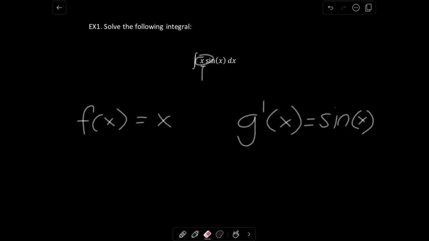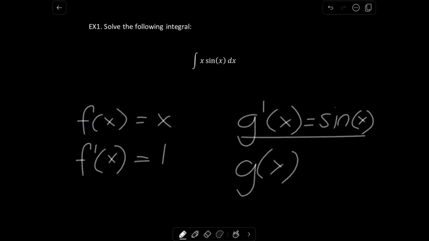Okay, the next thing that we need to do by parts is we are going to look at this f function and we are going to differentiate it. So you'll get f prime x, differentiate x, that's going to be 1. Next, we need to get g of x. So we are going to have to integrate this sine function. If you integrate sine, it is going to be negative cosine of x. All right, and now we have all we need.